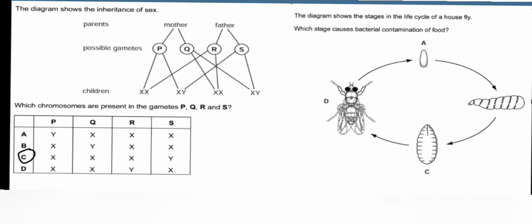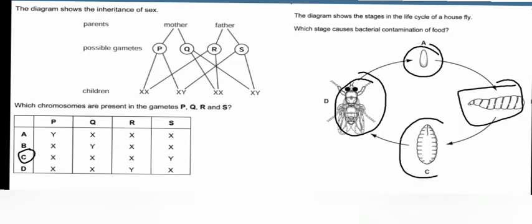The next question. The diagram shows the stages in the life cycle of a housefly. Which stage causes bacterial contamination of food? This one here is an adult housefly. This one is an egg. Then this one is going to be the larva stage. Then this one is going to be the pupa stage. So now, the only stage here which can contaminate the food is going to be what? D. Why are we saying D? Because this adult housefly is able to migrate or move, thereby carrying the pathogens or the bacteria from one place to another.